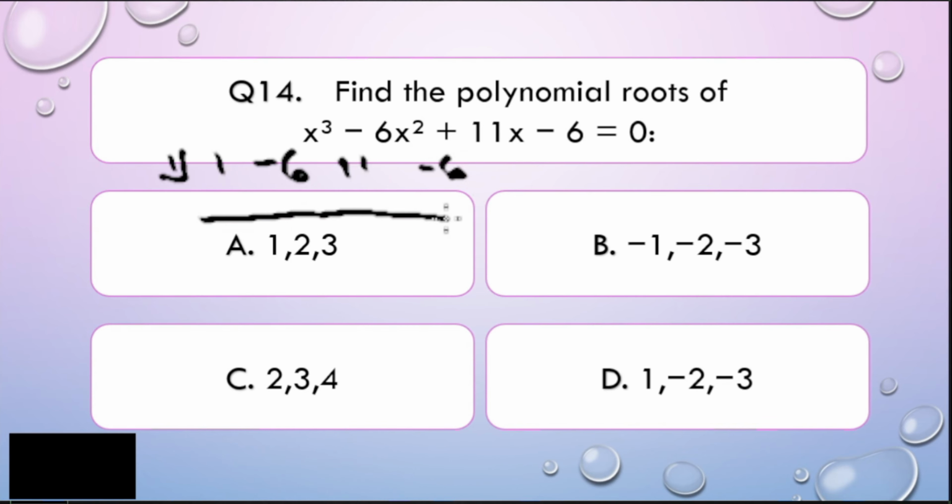So bring down 1, times 1, that is 1. So if we add this, this will become negative 5. Negative 5 times 1, that is negative 5 again. And if we add this, that will become positive 6. So 6 times 1, that is 6. So therefore, we have no remainder. Therefore, we can say that 1 is a factor. Okay, so 1 is a factor.